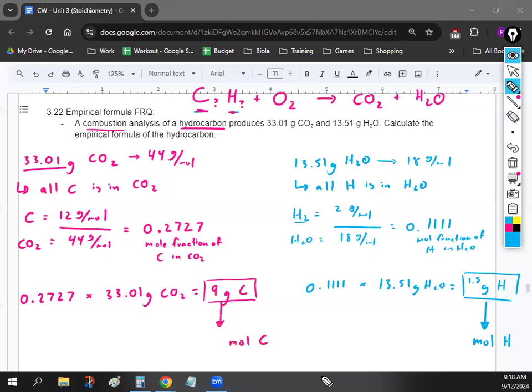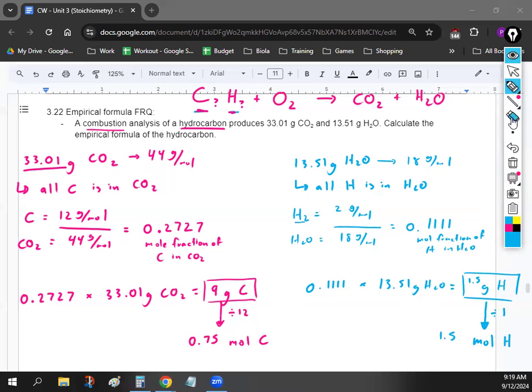Alrighty, guys. So for the conversion from grams of carbon to moles of carbon, all you have to do is divide by the molar mass, which is divide by 12, and that should give you 0.75 moles of carbon. Hydrogen, pretty easy. Just divide by 1, so you can just skip the math. It's just 1.5 moles of hydrogen. Okay. Any questions on the conversions, grams to moles? Just molar mass.